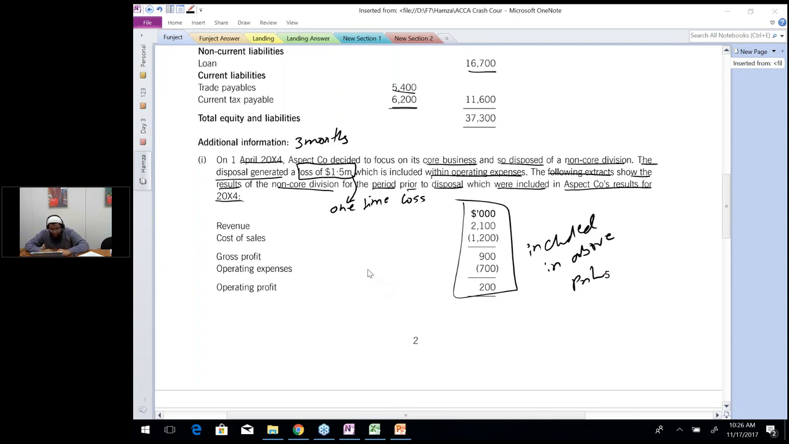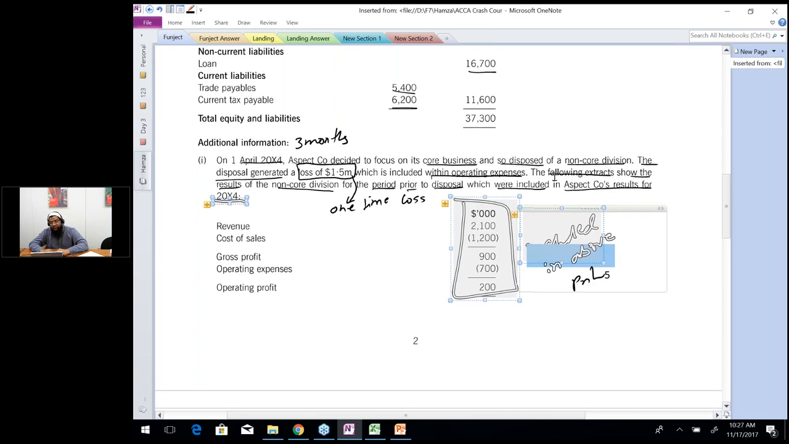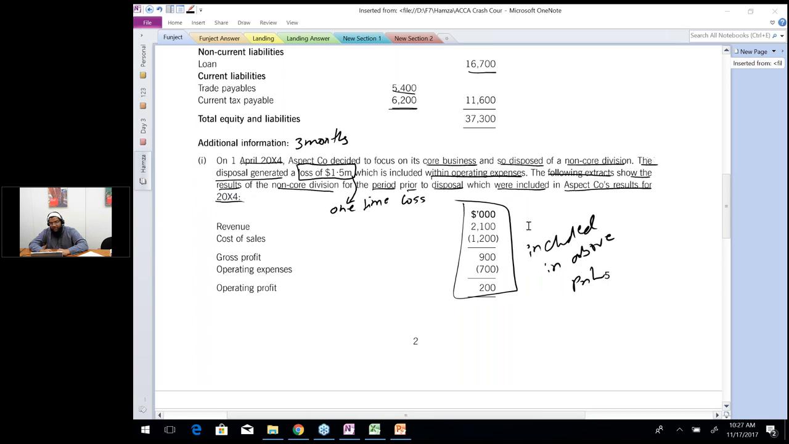Simran is saying, why do we minus? Because Simran, these are the expenses that have been included. These results of the division that we have sold are included in the above income statement. So these would not be there in the next time. So being the Funjet company who's going to acquire Aspect company, am I going to get these results shown above? No, because this also includes the values that relate to the business that we have disposed of. And these are not relevant to us.